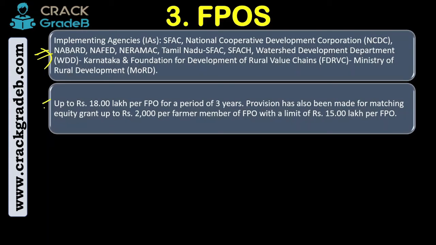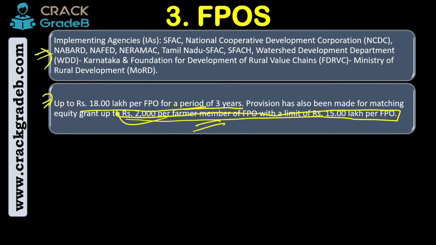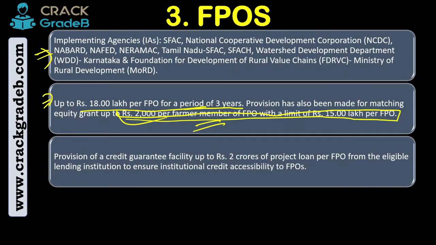See, up to 18 lakh per FPO for a period of 3 years. Up to 18 lakh per year. You need to remember. Provision has also been made for a matching equity grant of up to rupees 2,000 per farmer member of FPO with a limit of 15 lakh per FPO. Okay, so you will have to remember this as well. Now, provision of a credit guarantee facility up to rupees 2 crore for a project loan per FPO from an eligible lending institution to ensure institutional credit accessibility to FPOs.